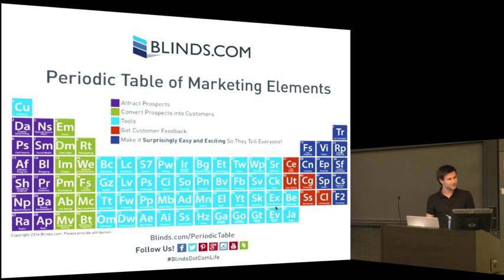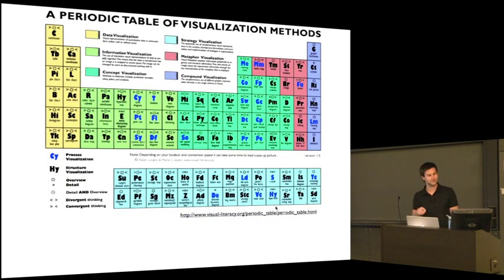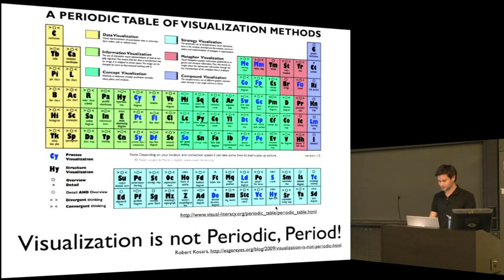Can you make a bad periodic table? Yes. This is actually kind of related because they try to make a periodic table of visualization methods, which is as bad as the previous examples. And Robert Kosara actually wrote "Visualization is not periodic, period," because there is no such structure as with the periodic table. So it doesn't make sense to fit it inside this structure. So you should, of course, avoid this. And I think this is a really good example to show the difference between effective and non-effective.